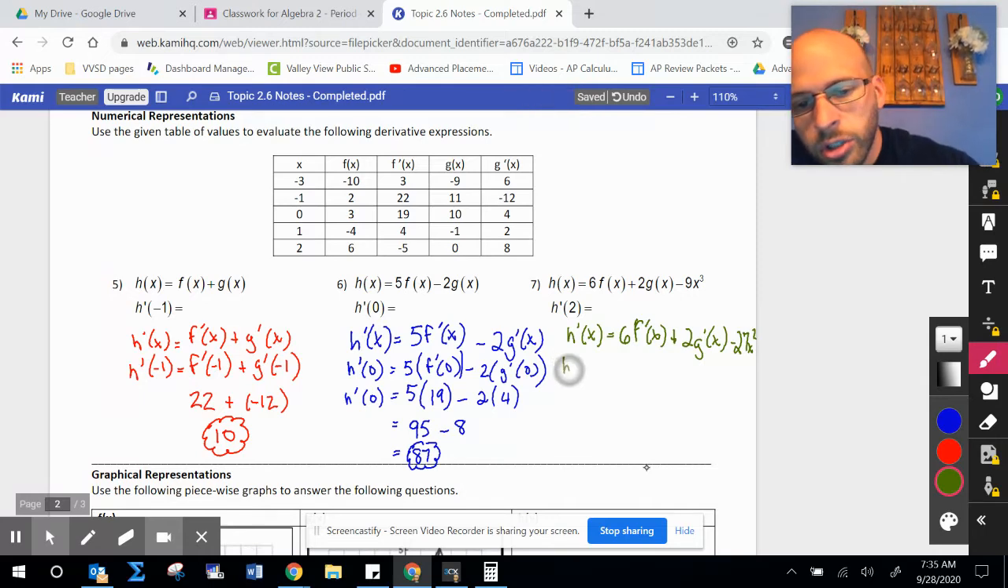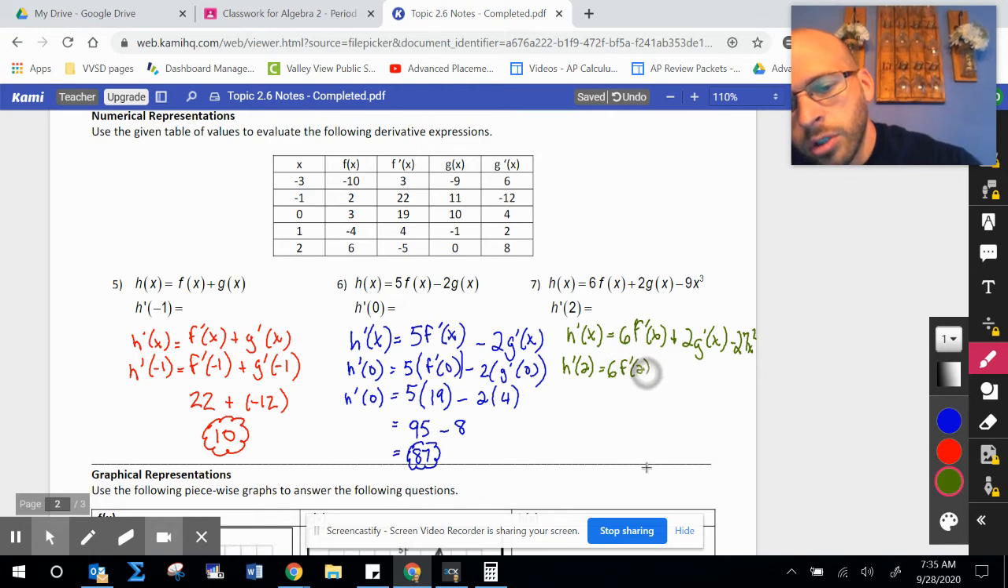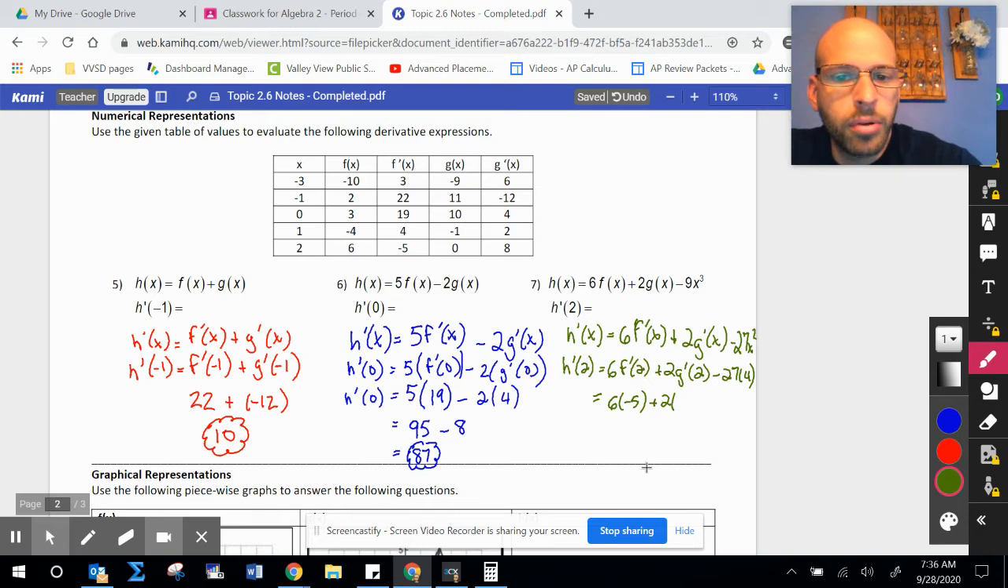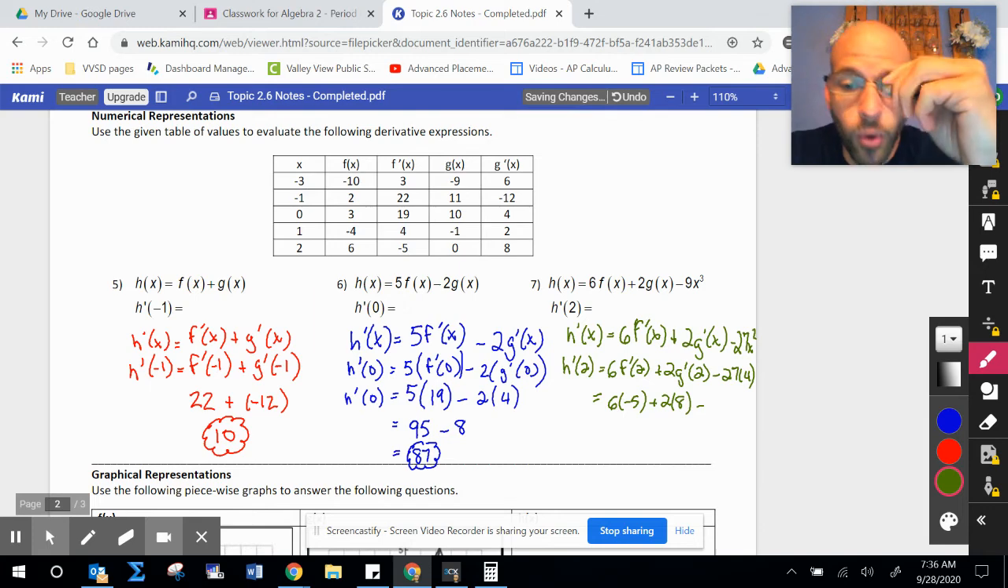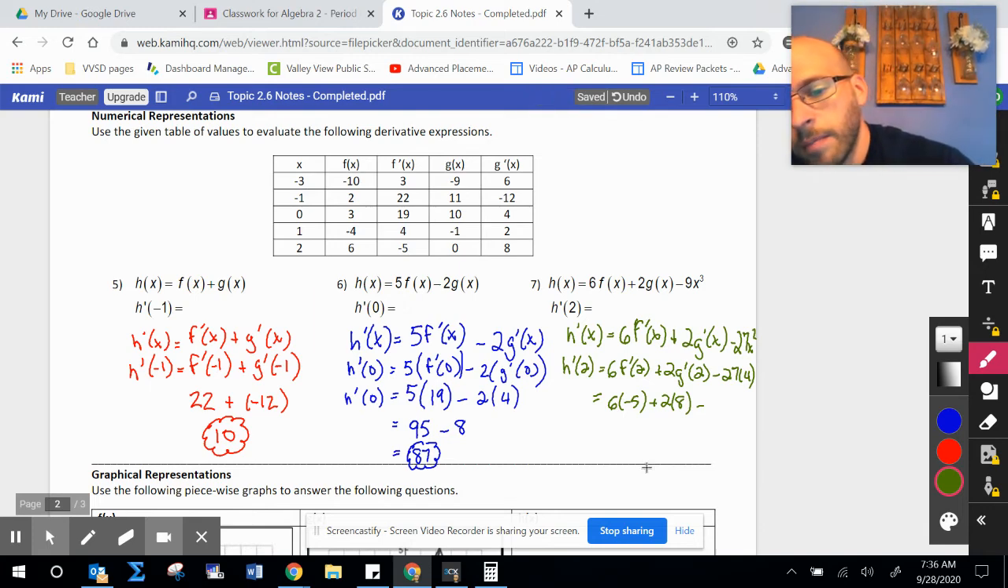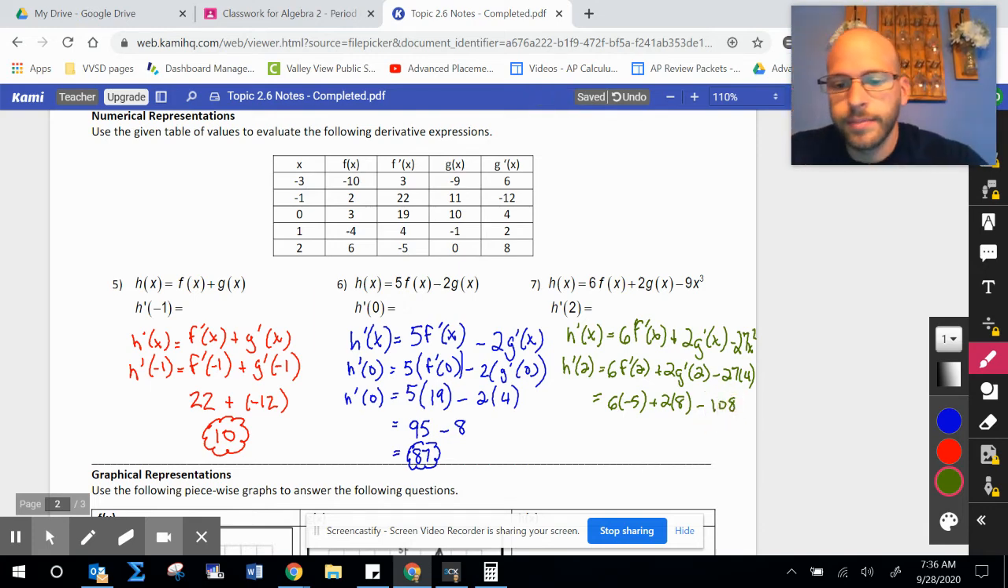So now I'm going to plug in a 2. So I get 6 f prime of 2 plus 2 g prime of 2 minus 27 times, and I'm just going to go ahead and do 2 squared is 4. Now I'm going to plug in my values. So f prime of 2 is -5, so 6 times -5, plus 2 times g prime of 2 is 8, minus 27 times 4 is going to be 108. Okay?